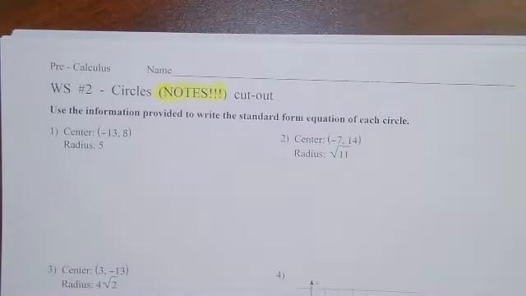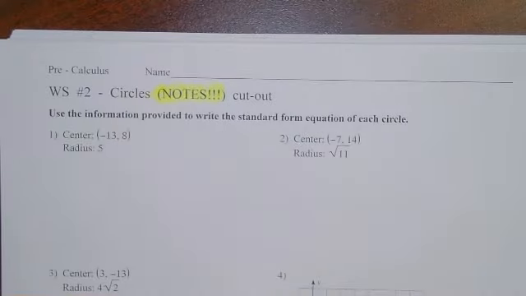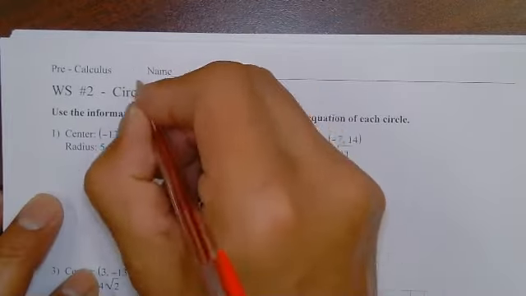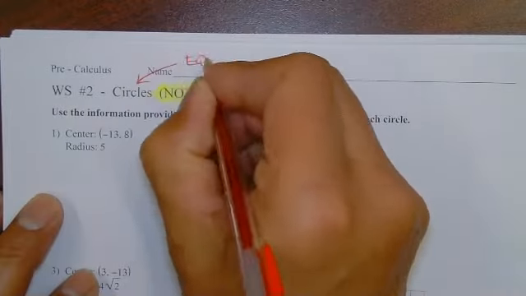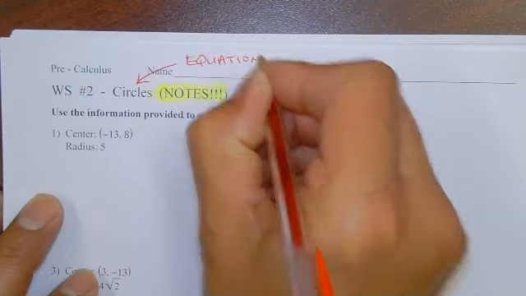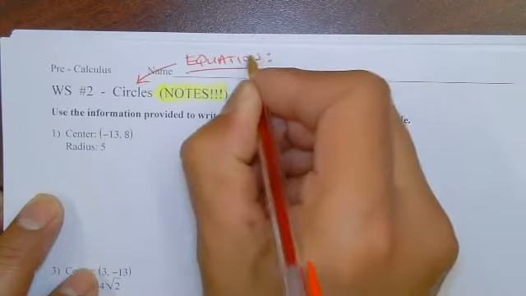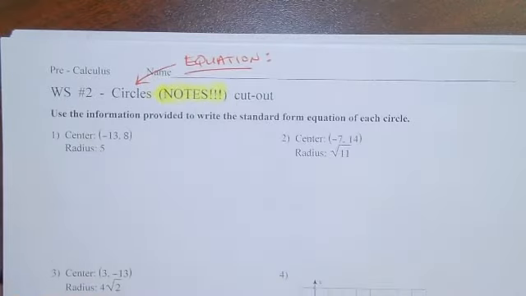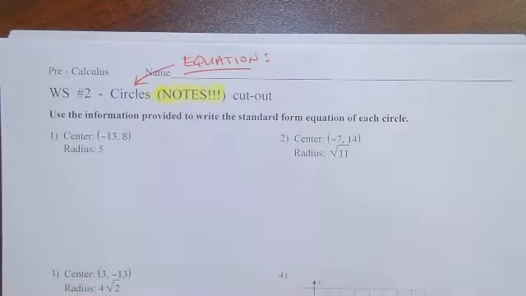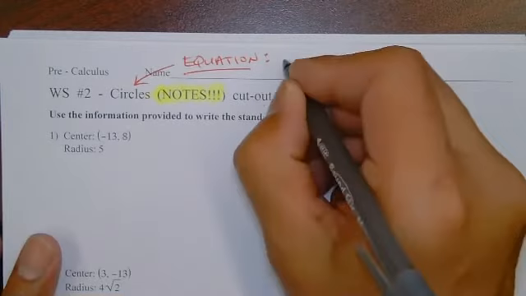Here are the notes. I'm going to go through them real quick. First of all, the equation of a circle. You have to know what it is. You should have learned it by completing yesterday's assignment. Can anybody tell me what the equation of a circle is? It's supposed to be this.